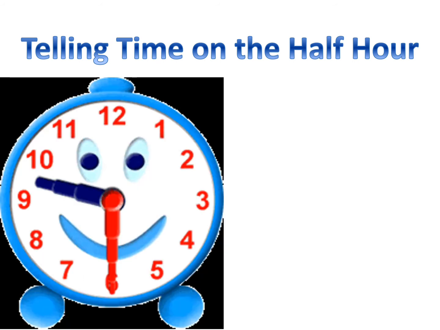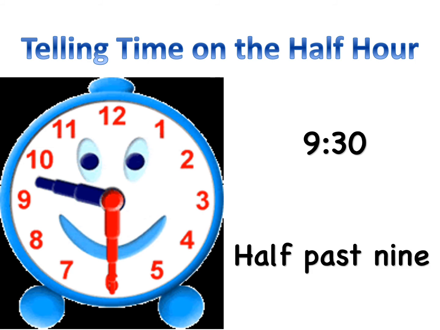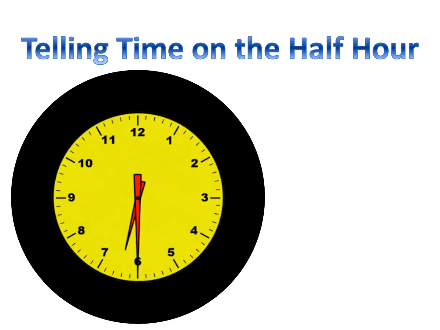Okay, let's look at this clock. The short hand, the hour hand, is between the 9 and the 10, and the long red hand is at the 6. What time is it? 9:30. What's another way we can say 9:30, boys and girls? Half past 9. Very good.